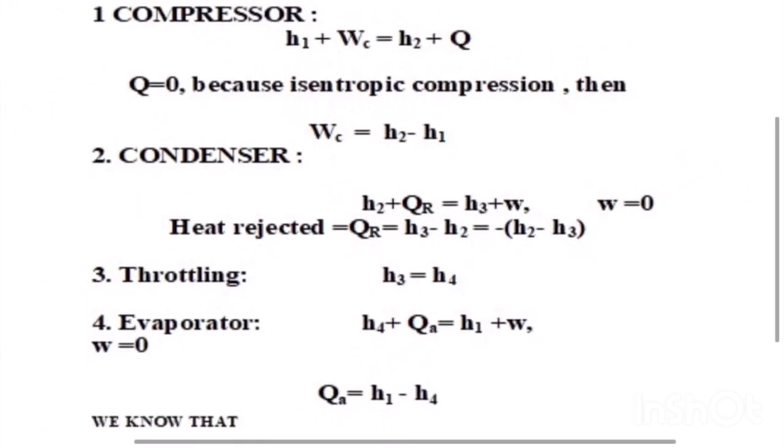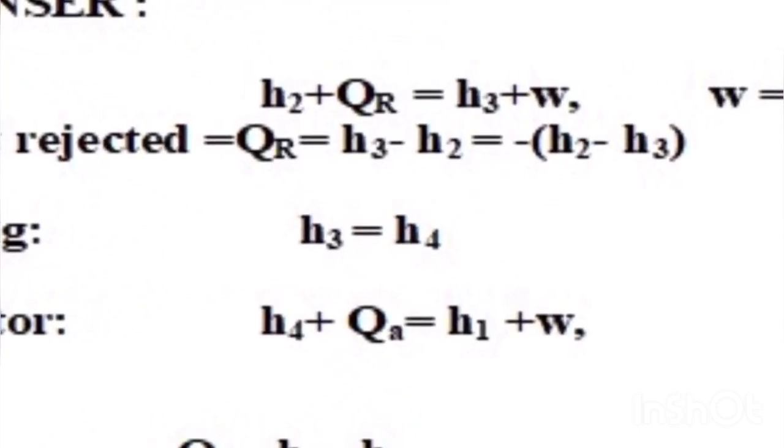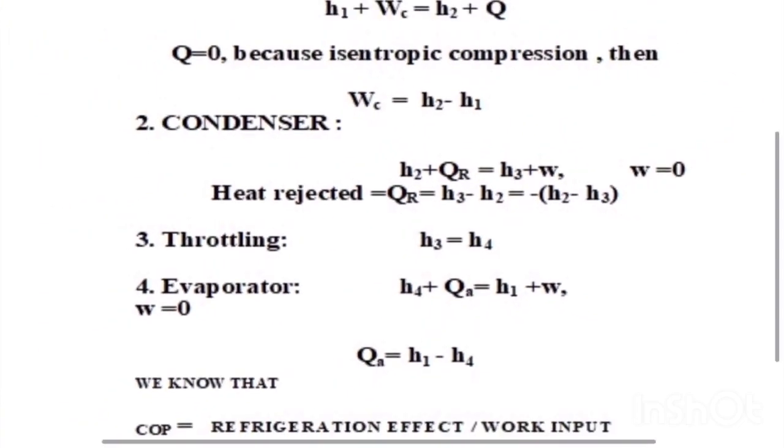Next is the throttling process. In the throttling process we know the enthalpy remains constant, so H 3 will be equal to H 4. Similarly, next is the evaporator, where you have the H 4 point at the inlet plus Q A, the heat absorbed in the evaporator, equal to H 1, the exit point of the evaporator, plus W. Here also we are not doing any work, so W will be 0. So, Q A equal to H 1 minus H 4. That is what we get here.